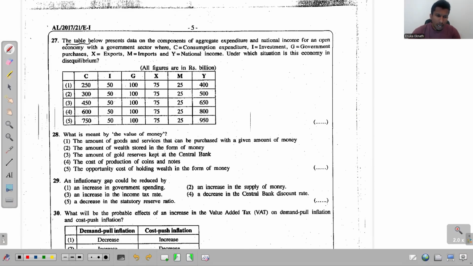This says the table below presents data on the components of aggregate expenditure and national income for an open economy with the government sector, where C is for consumption. So we know the letters. So the question is, under which situation is this economy in disequilibrium?